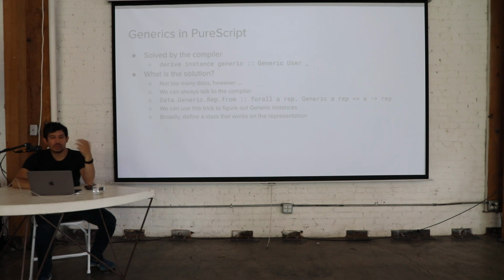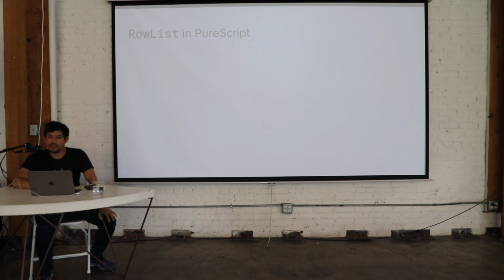So broadly, if you're working with generics, you want to define a class where the methods work on the representation instead of the actual values themselves. And then you transform the type to the representation. You do work on the representation, then you transform it back. So that's actually really simple.